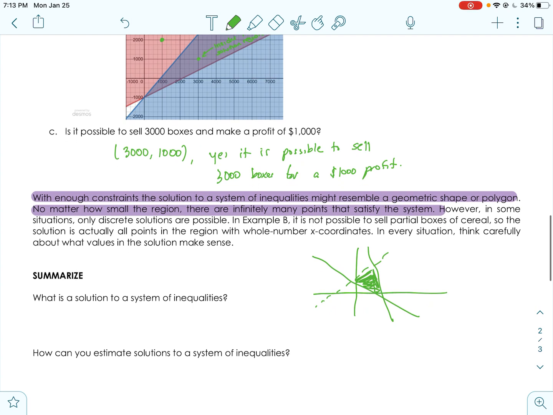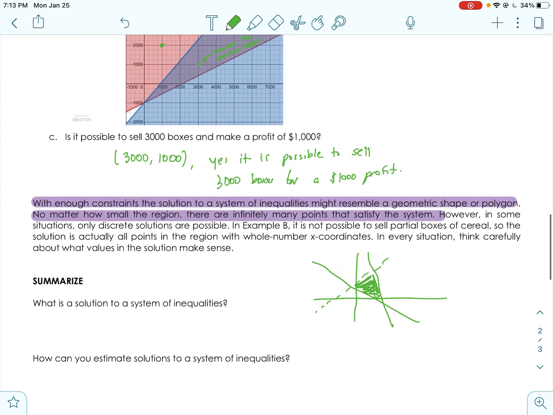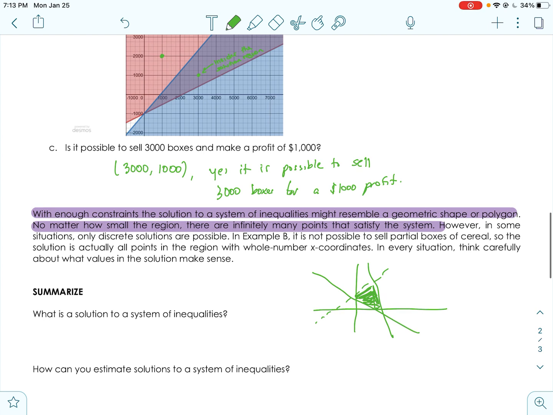Now, one thing to make note of is if you look back up in example B, it is not possible to sell partial boxes of cereal. So really the only solutions that you can have are solutions that are whole number x coordinates as your answer. Now, one other important thing, regardless of what type of problem you're working on, is that you need to make sure that every solution makes sense for your problem.